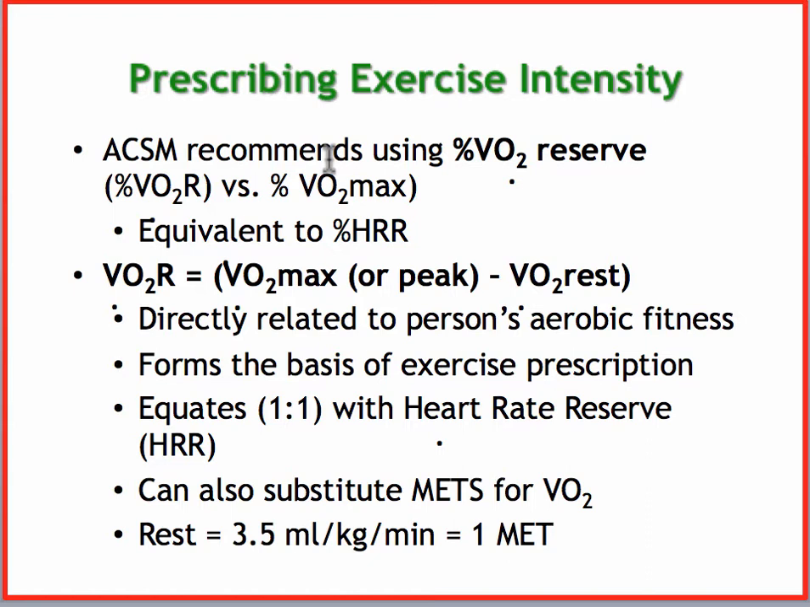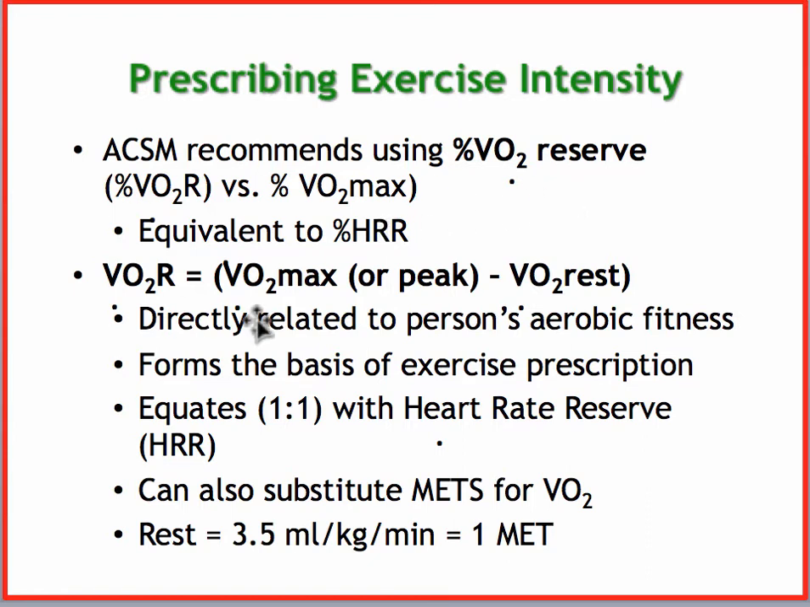Whereas if you recommend that someone exercise at 50% of their VO2 max, they might be at 40% of their VO2 reserve, and they might be at 35% of their heart rate reserve. And so it's less predictable. Because of the link between VO2 reserve and percent heart rate reserve, the American College of Sports Medicine recommends that we use VO2 reserve or heart rate reserve to prescribe exercise intensity.